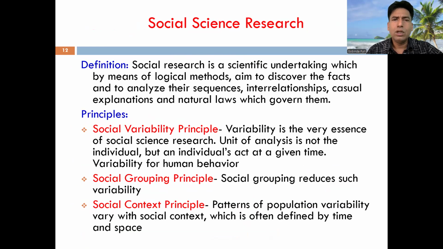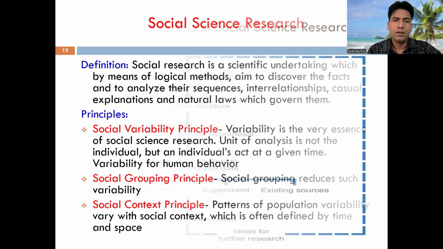So, social science research, I'm not going to talk about this one in detail, but social science and educational research are quite the same. For example, social science research is a scientific undertaking which, by means of logical methods, aims to discover the facts and to analyze their sequences, interrelationship, causal explanation, and natural laws which govern them. They have certain principles like the social variability principle, social grouping principle, and social context principle.